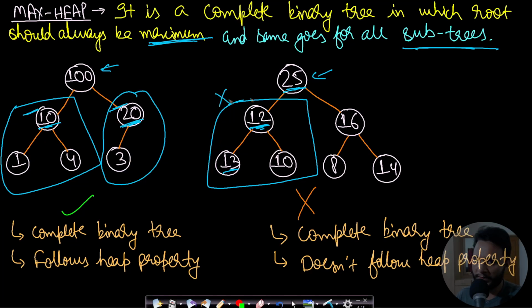Okay, so both of these are complete binary trees. But in the first case, it follows the heap property. In the second case, it will not be following the heap property. So that is why the second case is not a heap. I hope you understood this max heap.